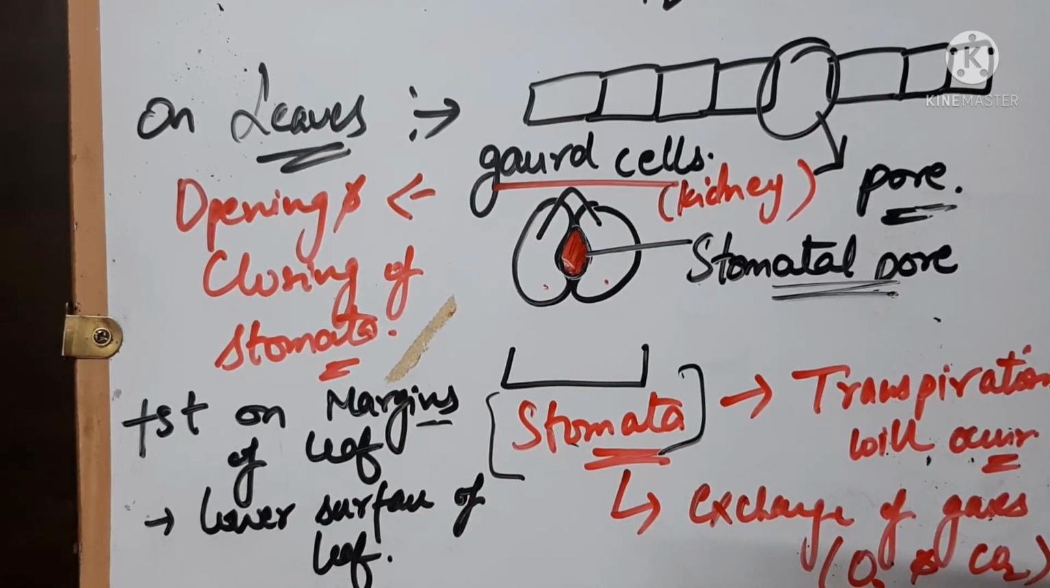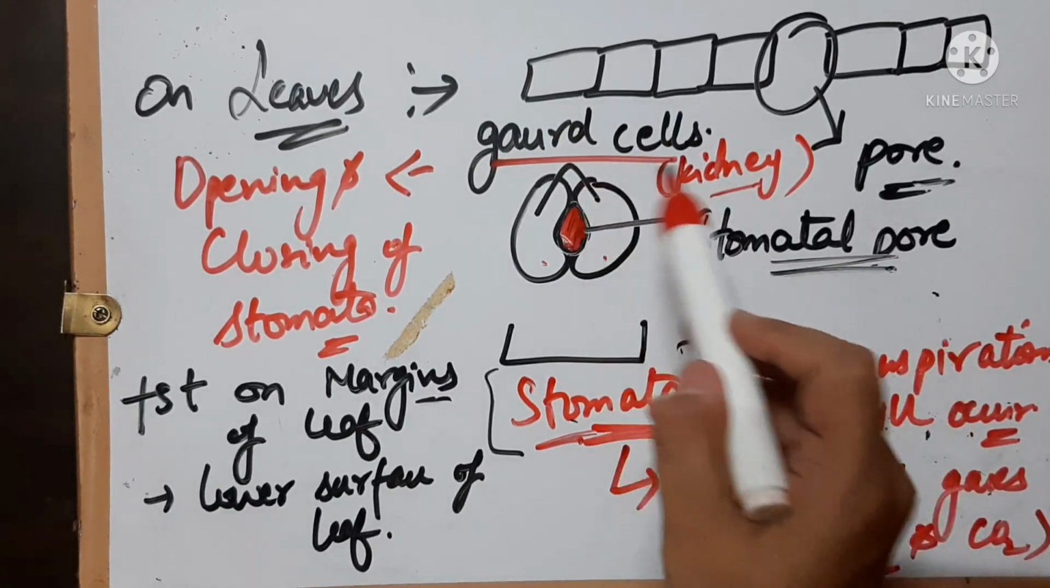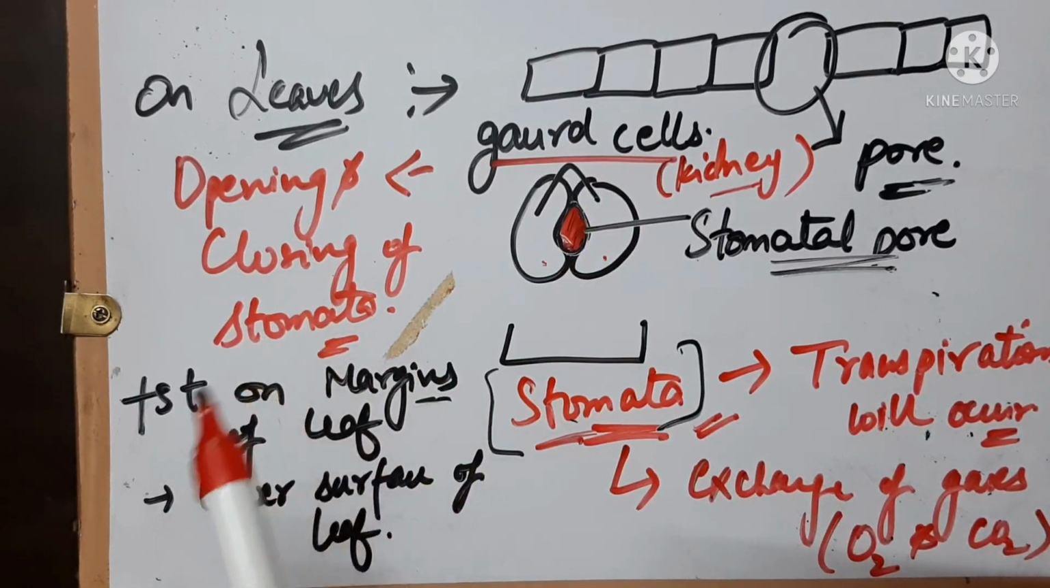Alright, and then we have seen what the function of stomata is. It will help in transpiration. Transpiration will occur through the stomata, and it will also help in the exchange of gases, that are CO2 and oxygen. Alright, and we have seen that the kidney shaped guard cells help in regulating the opening and closing of stomata. How? We have seen in the diagram also that the guard cells regulate the opening and closing of stomata.